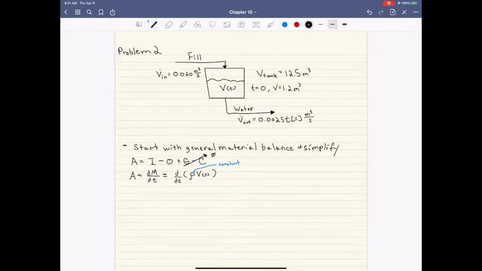And since it's a constant, that means we could pull it outside of the derivative. And so what we end up with is just rho, density, times dV/dt. And so this is our accumulation term. For the input, it's the same sort of thing. Our input mass is just going to be equal to the density of the water times the volumetric flow rate of the water that's incoming.